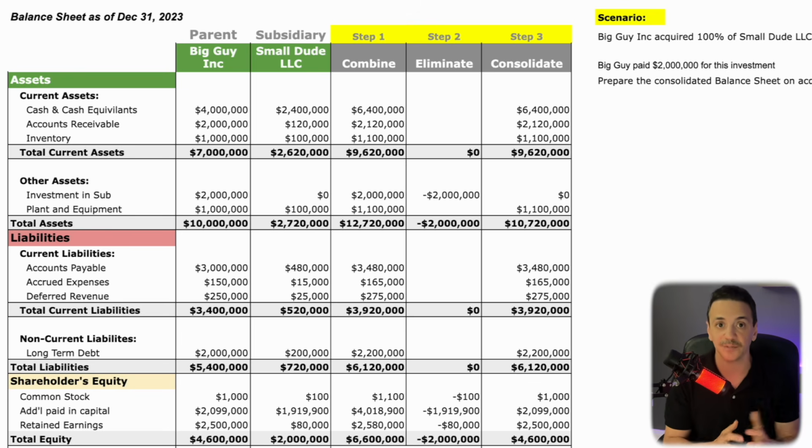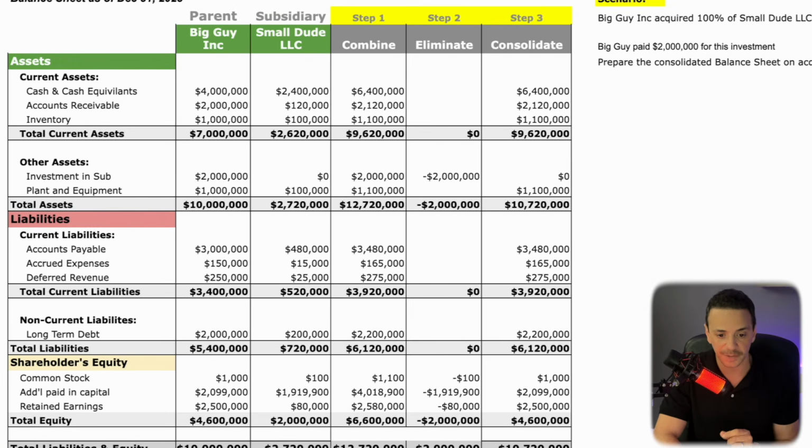We'll try to cover that in a future video. But I just want you to know that if the acquisition was at 80%, there will be the 20% non-controlling interest that we will be entering at the bottom as an equity line item for the 20% of net assets of subsidiary. Okay, so this is the approach here.